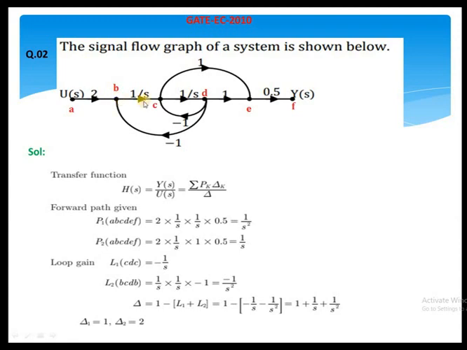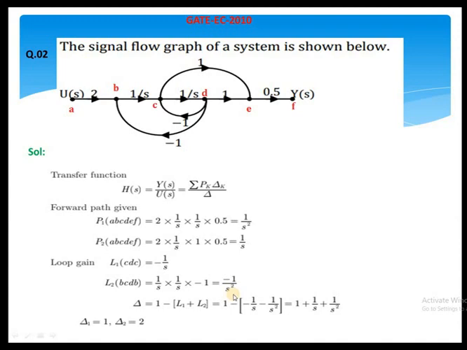If we consider from B to C, the signal flows from B to C. After C to D, don't consider minus 1 as a path because it has the opposite direction of flow of current. So it will not create any closed loop here. So there are only 2 possible loops, L1 and L2, with gains of minus 1 by s and minus 1 by s square.